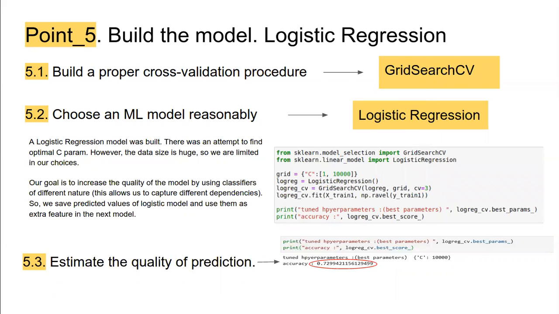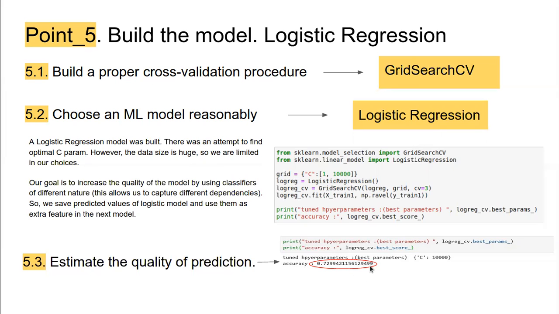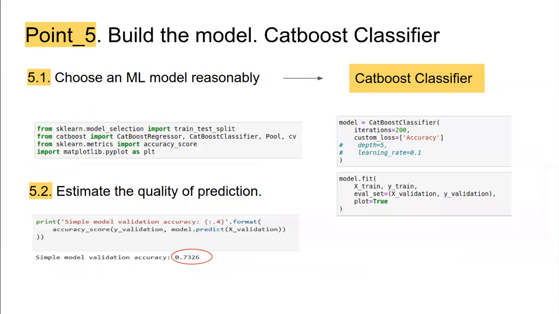Our next model is logistic regression. We used grid search CV and, as I said before, a logistic regression model. Because our goal is to increase the quality of the model by using some different nature classifiers. So we just used a different one, and the estimation of the quality of prediction was a bit better than the previous one, which is represented here. And also we used CatBoost classifier model.